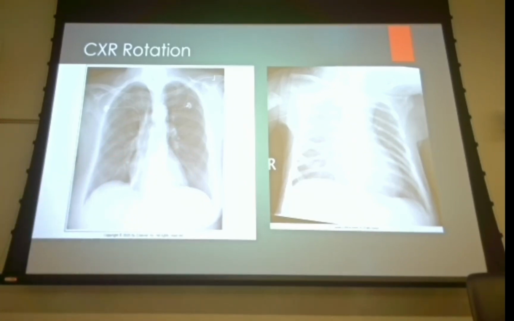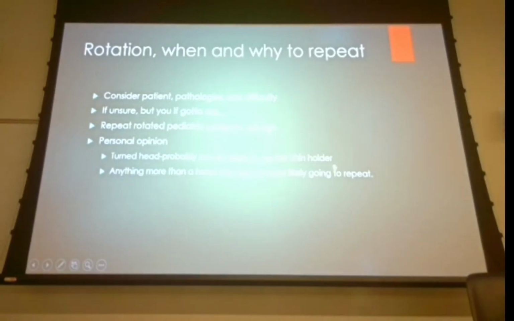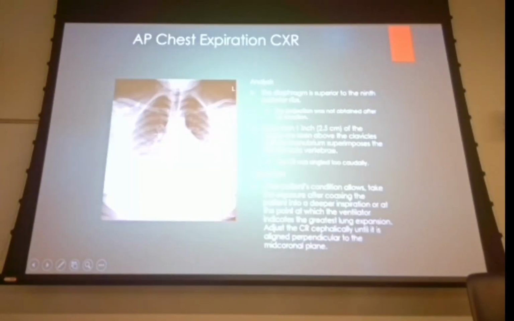So, rotated chest x-ray. There are a couple of things going on with this patient. One is that, obviously, we've got the clavicles way down here at the aortic arch. But also we've got this taken on expiration. There are times to take an expiration chest x-ray. There's two of them specifically.